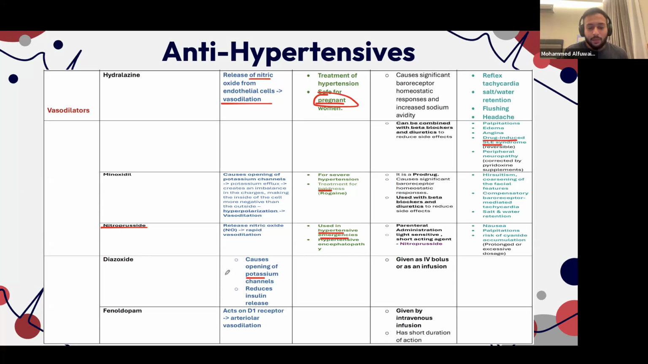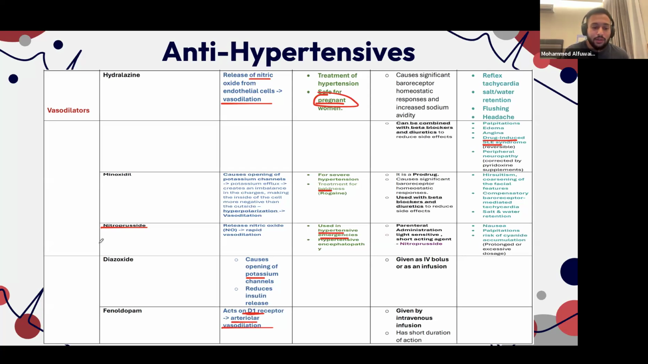Diazoxide, not much to remember for that, not gonna lie. Very rarely asked and rarely even given. Not gonna lie, I forgot that this drug even existed. Then phenoldopam, which is basically a dopamine receptor blocker. It causes vasodilation. Okay, that's it.